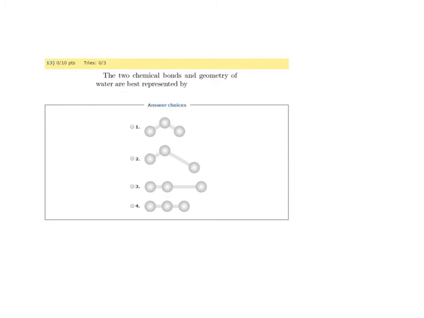The geometry and chemical bonds of water are best represented. Well, we just have looked at this a couple of times, but the overall shape of a water molecule is this bent molecule, which is most closely represented by this choice here.